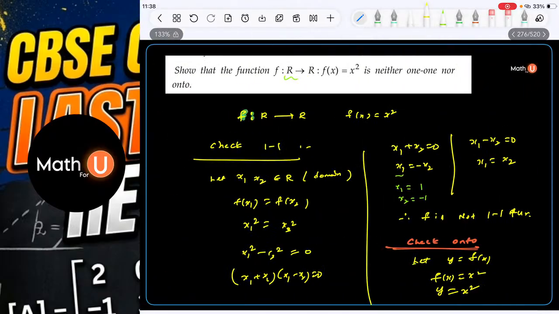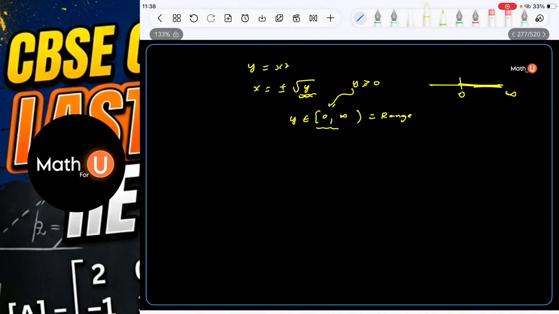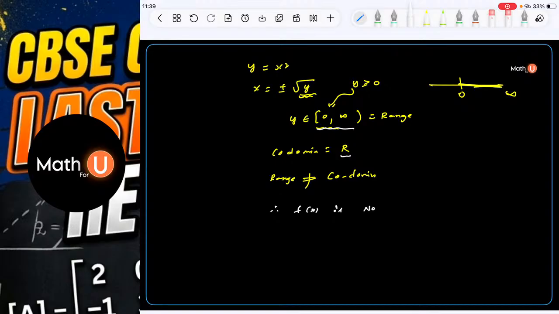And what is the codomain given? Codomain is R, the real numbers. If the range is not equal to the codomain, that is, range and codomain are not the same. Codomain is the real numbers, range is the closed interval 0 to infinity. Therefore range and codomain are not the same. Therefore f of x is not an onto function.